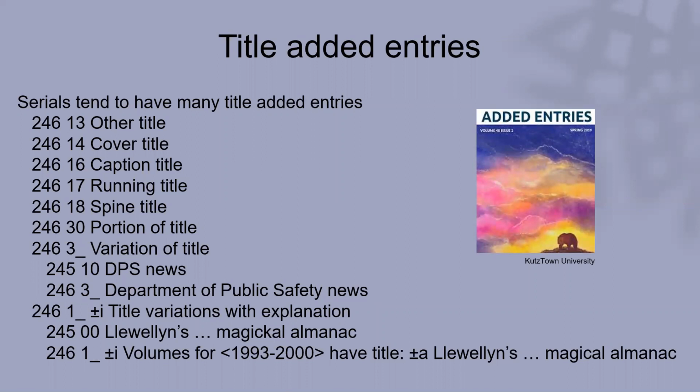In the example of DPS News, adding a 246 first indicator 3 allows us to record the spelled out version of the acronym. In Llewellyn's Magical Almanac, it's given additional access by recording the 246 first indicator 1 with the subfield i to explain the alternate spelling on the volumes containing the alternate spelling. Also in this example, you'll notice the use of the angle brackets. When information is temporary or uncertain, it is enclosed in angle brackets.